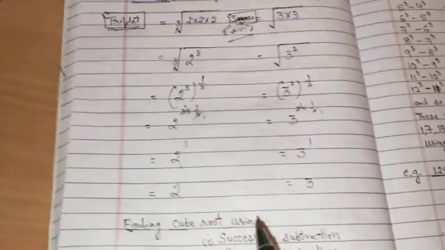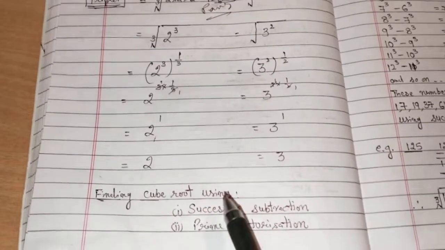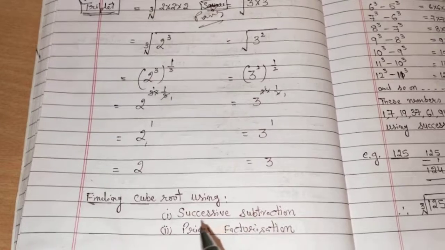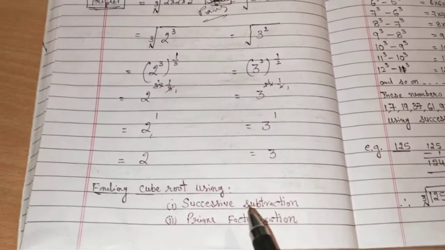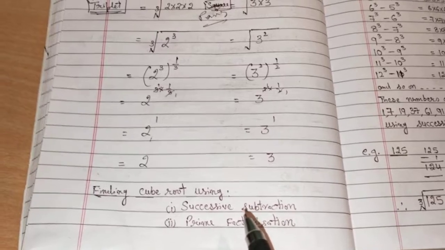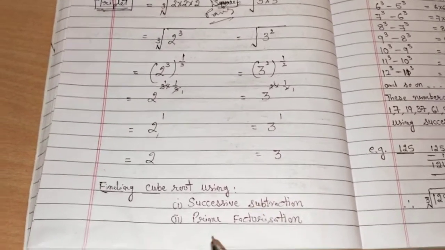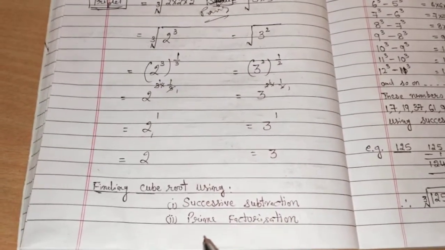Now, finding cube root using two methods, successive subtraction and prime factorization method. Yesterday we started this method, but today once again I recapitulate this method. So finding cube root using two methods, successive subtraction and prime factorization method.